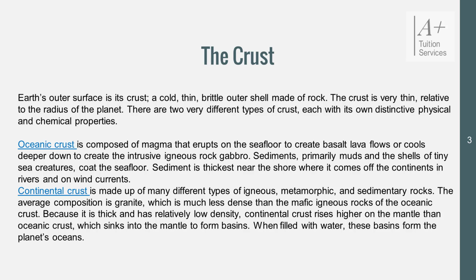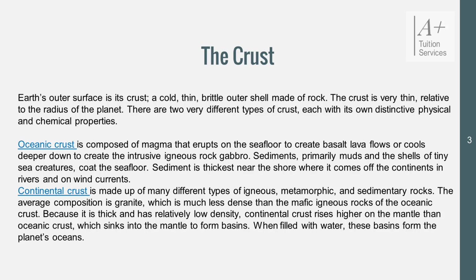Then we move on to the continental crust, and this is made up of different types of igneous, metamorphic, and sedimentary rocks. This we will look at in our next lesson this week, which will be on the different rock types. Igneous rocks are rocks that are made of molten material. Metamorphic rocks are those mixed with igneous and sedimentary rocks, and sedimentary rocks are those that have a sand-like quality. The average composition is granite, which is much less dense than the mafic igneous rocks of the oceanic crust.